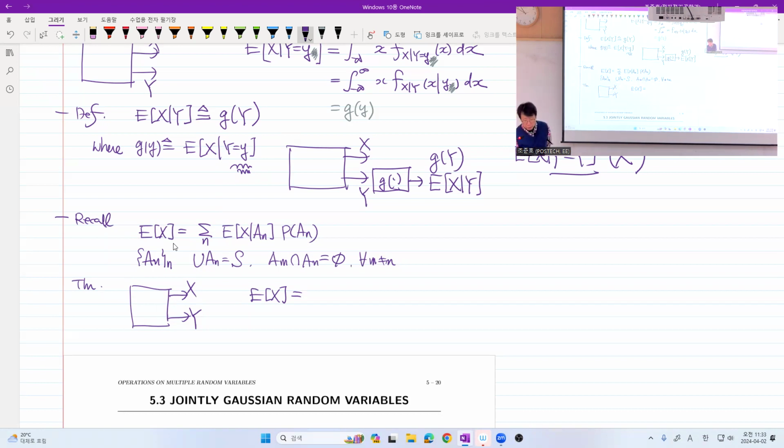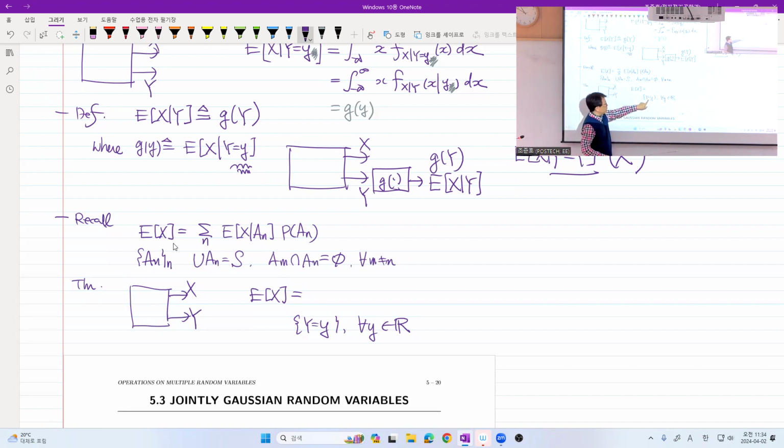So what would be the new total expectation theorem? Same thing. What we do is that we consider this event for all different y. Okay? So the difference is this. Here we have, at most, countably infinite events, right? So we have summation.